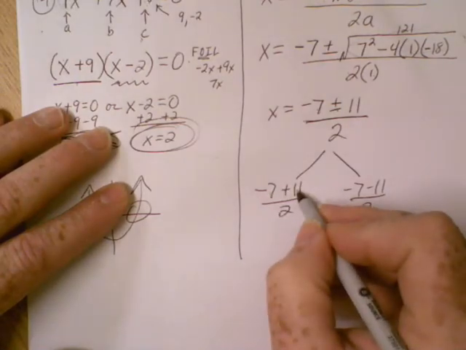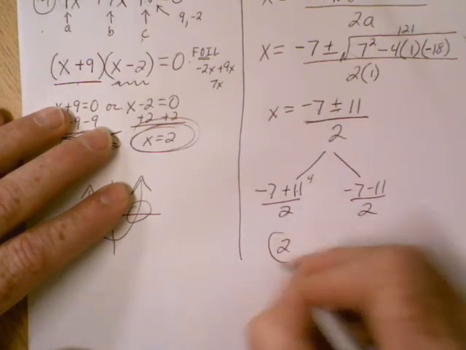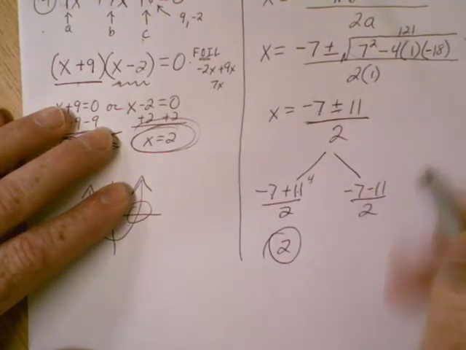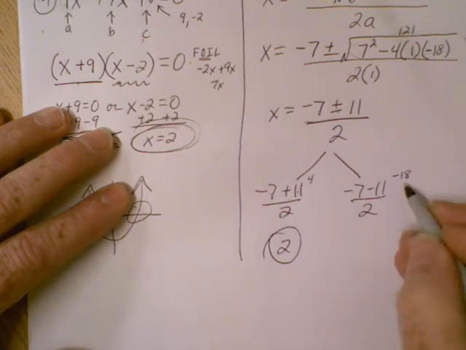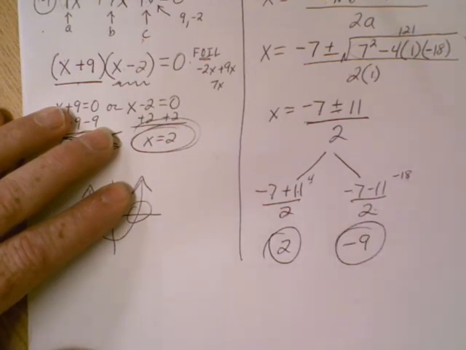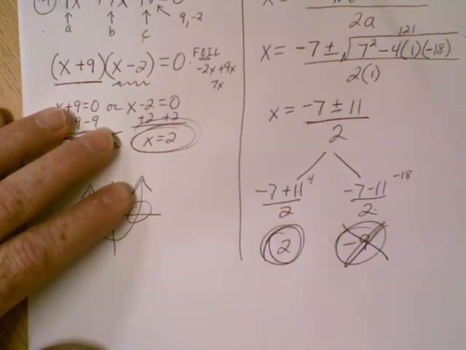Negative 7 plus 11 is 4. 4 divided by 2 is 2. So that's one of our possible answers. Negative 7 minus 11 is negative 18, divided by 2 is -9. That's our other possible answer. And we've already discussed that -9 won't work, so the answer has to be 2.